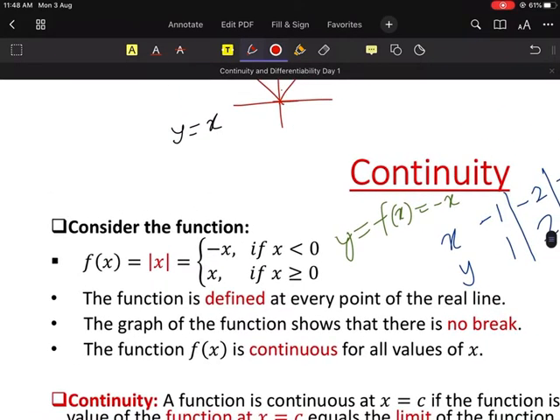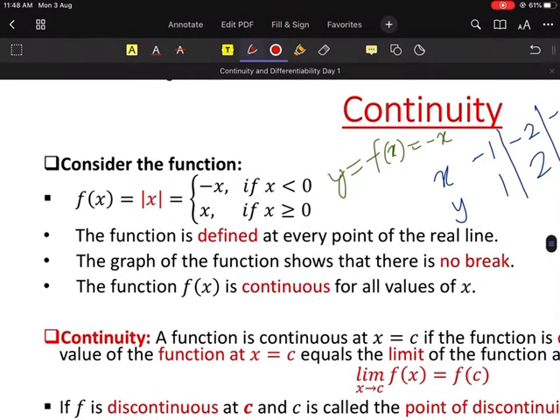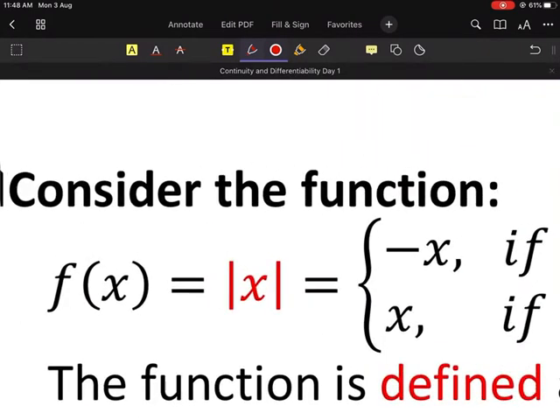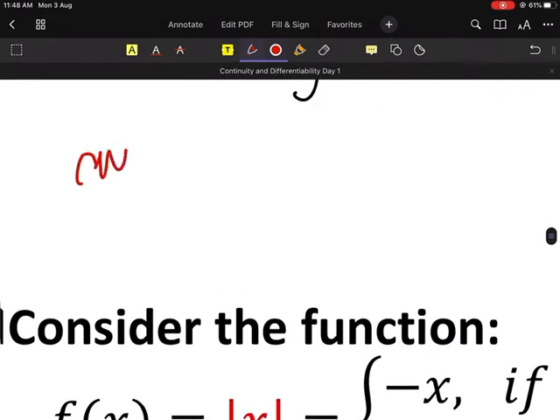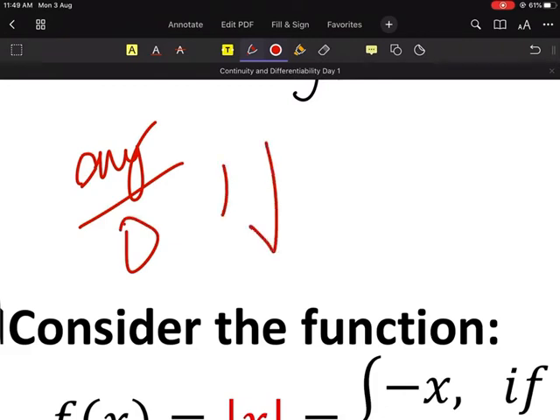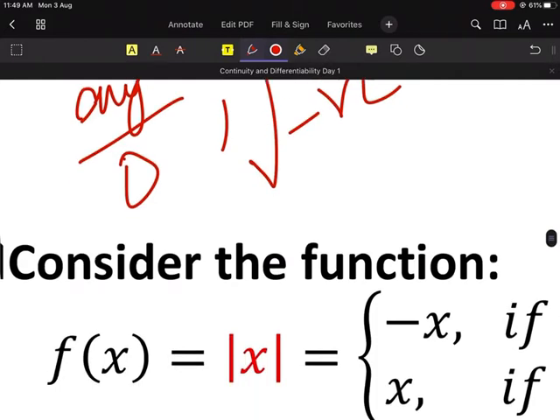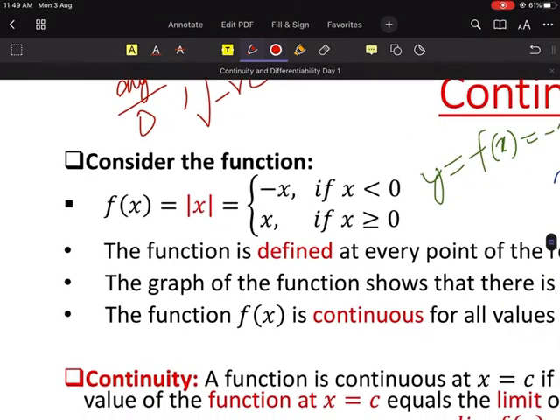The first thing to see is whether this function is defined or not. I told you yesterday, when can a function be undefined? A function can be undefined when we have anything divided by 0, which makes a function undefined, or when we have the root of a negative number. This also makes a function undefined. Understood? Yes or no?